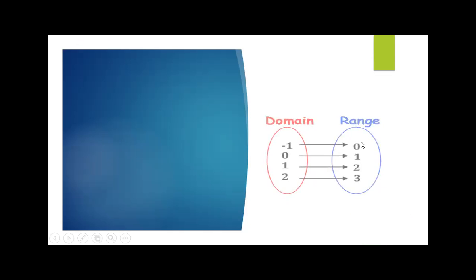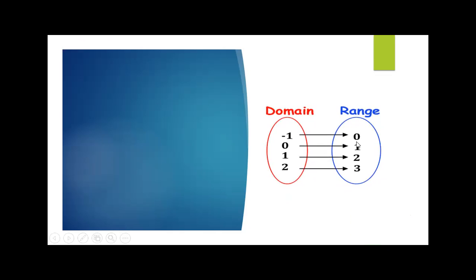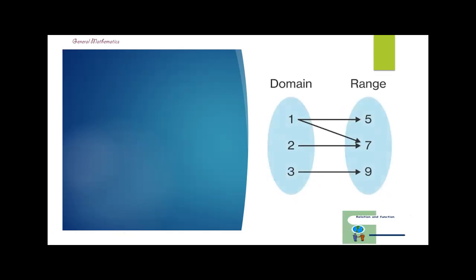Okay, next illustration, function or relation? It is a function because it is a one-to-one correspondence. Okay, next one, function or relation? It is a relation because number 1 corresponds to numbers 5 and 7.